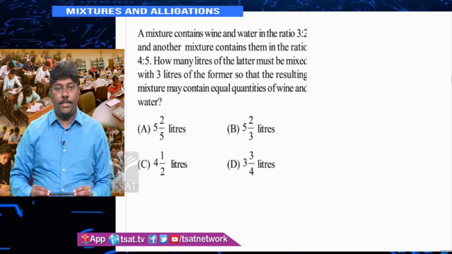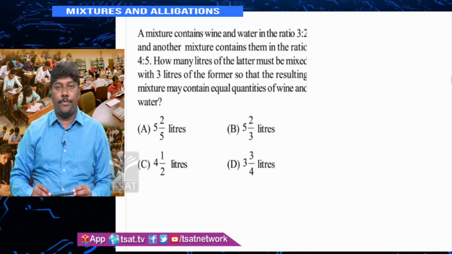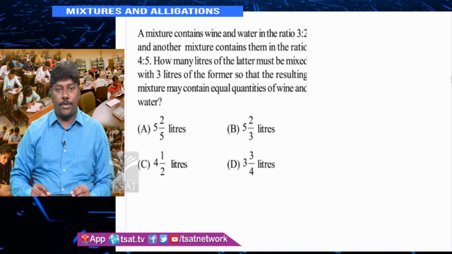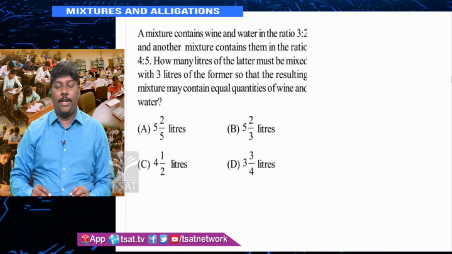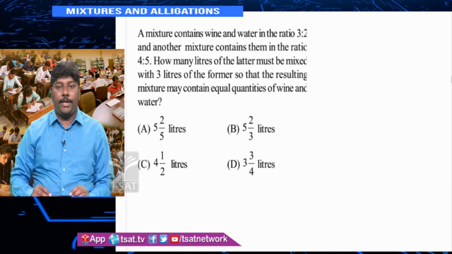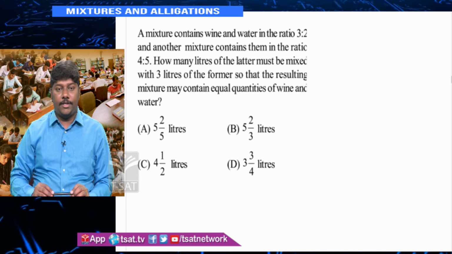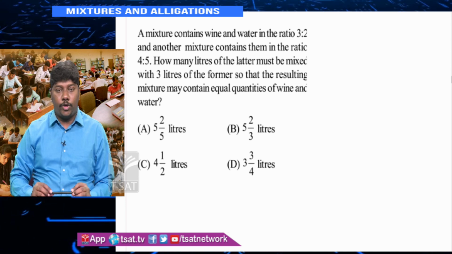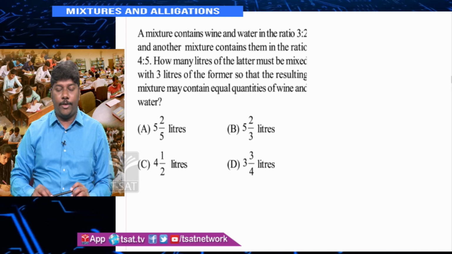A mixture contains wine and water in the ratio 3:2. Another mixture contains them in the ratio 4:5. So the first mixture contains wine and water given. The second mixture also contains wine and water given as 4:5. It is asking you how many liters of the latter, latter means the second mixture, must be mixed with 3 liters of the former, which means the first. 3 liters of the first one mixed with how many liters of the second one. He is asking you what is N2, so that the resulting mixture may contain equal quantity of wine and water.